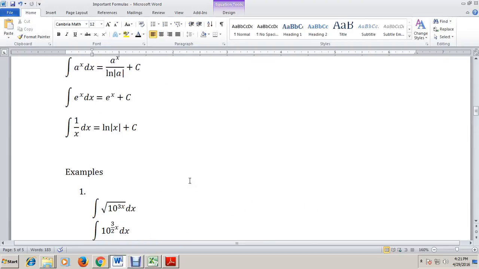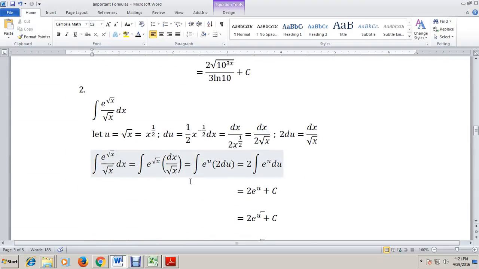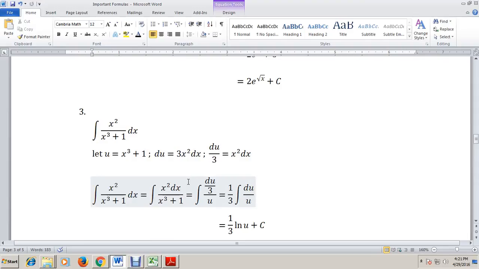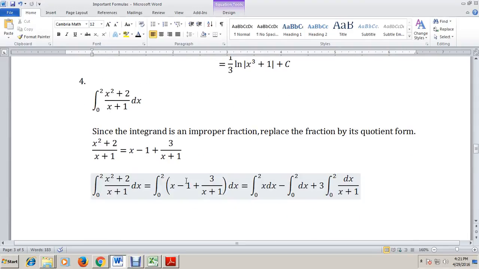This is example number 4 in this Word document. This is the same given as presented in the PDF document a while ago. This is the part wherein we have replaced the expression x squared plus 2 over x plus 1 by the expanded quotient form. And this is the distribution of the integral sign and dx to all the terms within the expression.